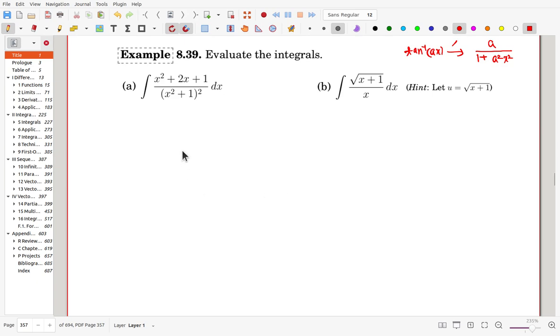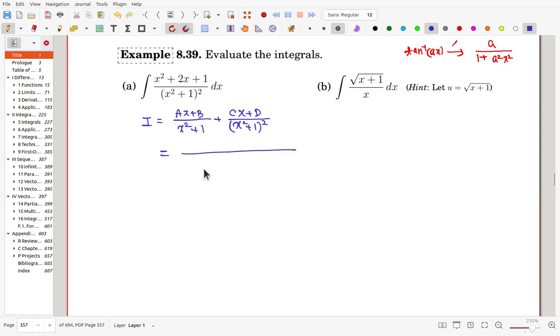Okay, now for this one, here only the quadratic term is squared, so the integrand can be written in this way: (ax + b)/(x² + 1) + (cx + d)/(x² + 1)². Then we combine to decide a, b, c, d.